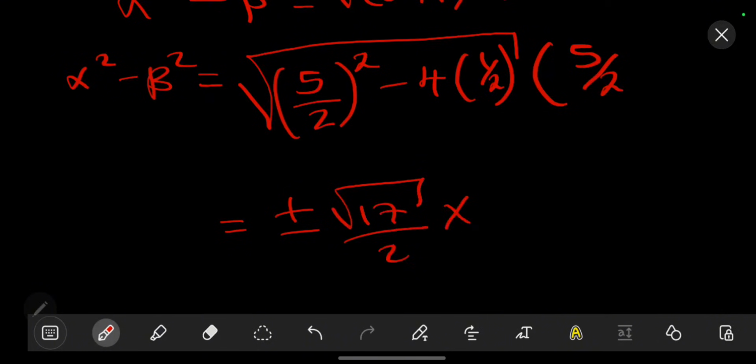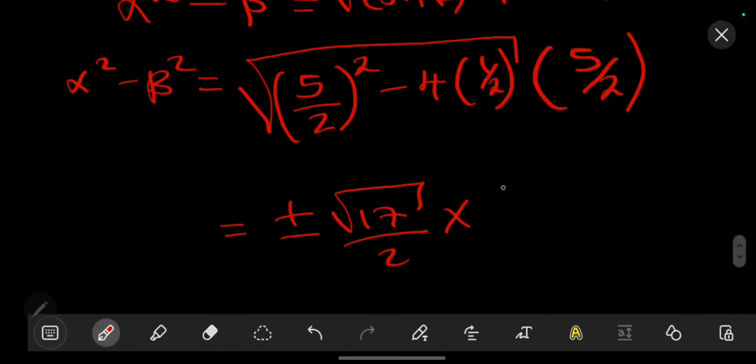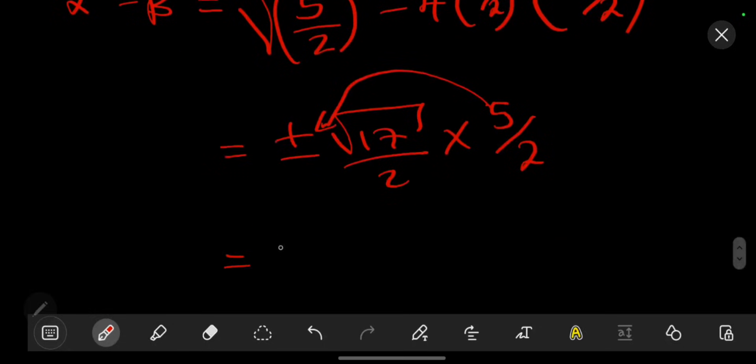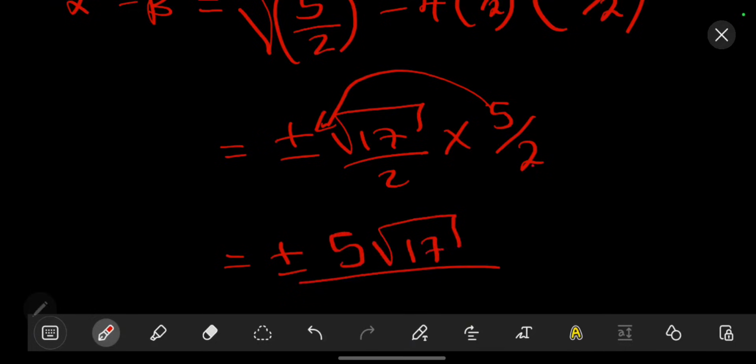Then we multiply by the value, which is our 5 over 2. So we can get this 5. If it multiplies, it can come there. Then we are going to have a plus or minus 5, then we have the square root of 17 over this 2 times this 2. It will give us a 4.